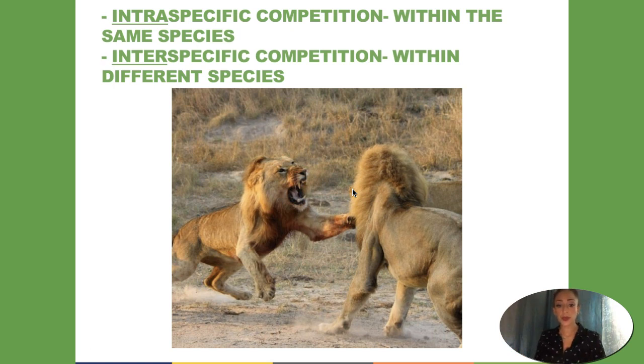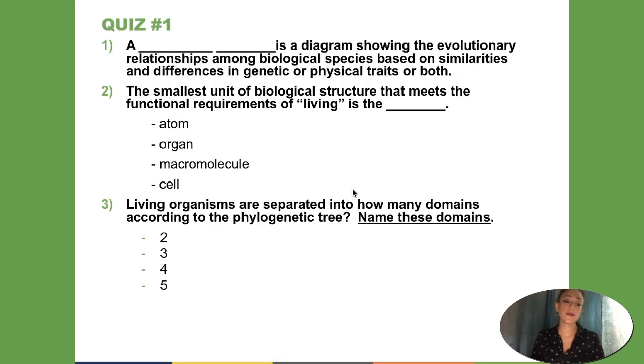Interspecific competition is within different species. So that would mean, let's say I had a piece of hamburger in the classroom and that's all we had left to eat. And it was you against a dog. And you guys had a fight for it and it was a fight to the finish. And that's interspecific competition within different species.